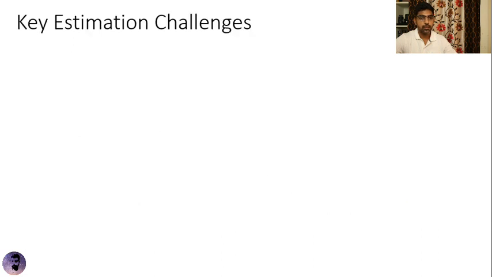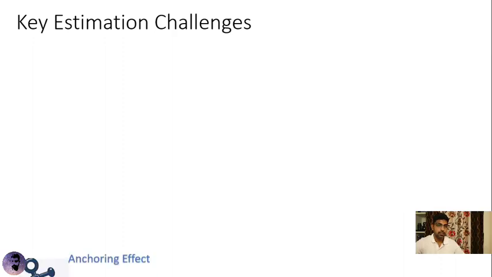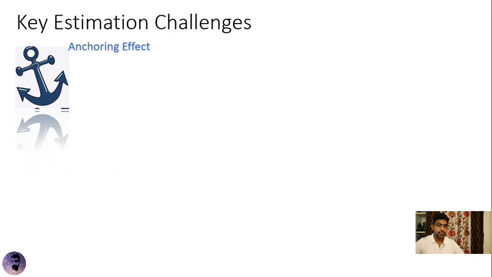Let's move on and look at some of the key challenges that are involved in estimation. The first thing is the anchoring effect. This can be better explained with an example. Let's say you are going into a shop, and you look at a T-shirt which is marked at a price tag of 300 rupees. This particular amount gets anchored into your mind. Later on, you go inside the store and see a T-shirt which is 100 rupees.